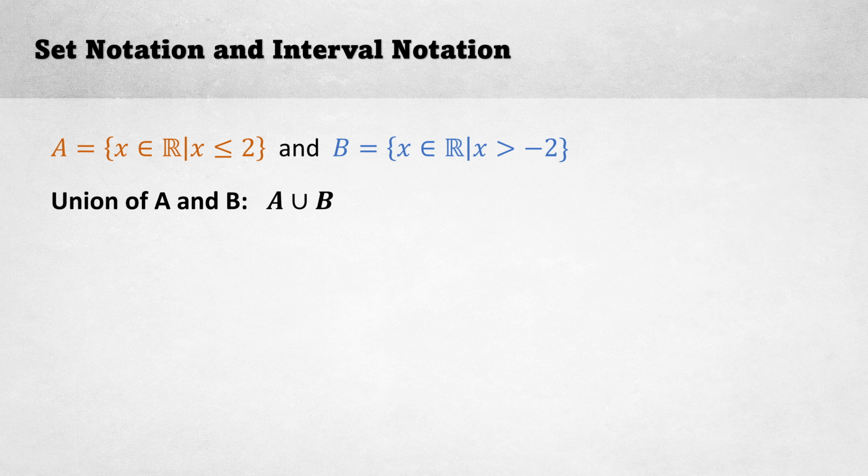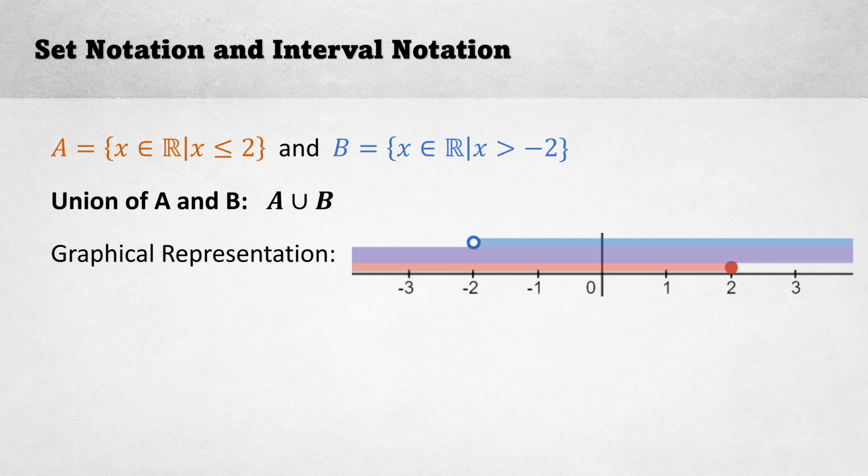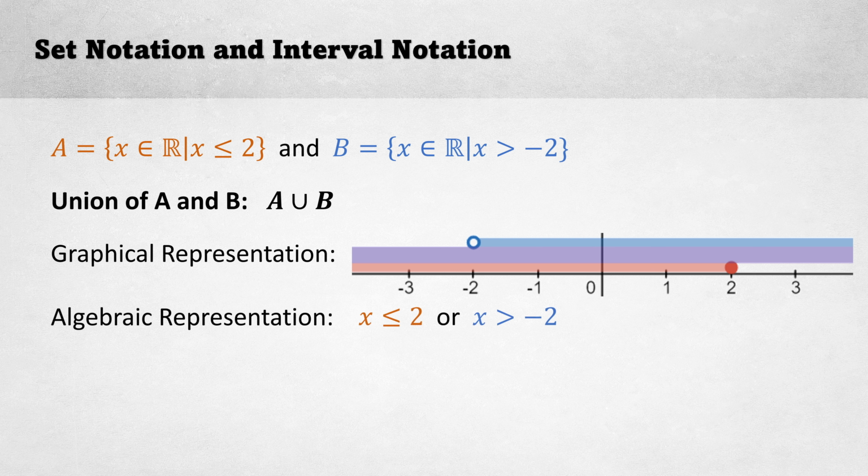The union of A and B is denoted by a capital U between A and B. The union of A and B means the set of all real numbers that are either in A or in B or in both. The graphical representation of this union is the highlighted part in purple. The algebraic representation of this union is either x is less than or equal to 2 or x is greater than -2 or both, which yields the set of all real numbers.